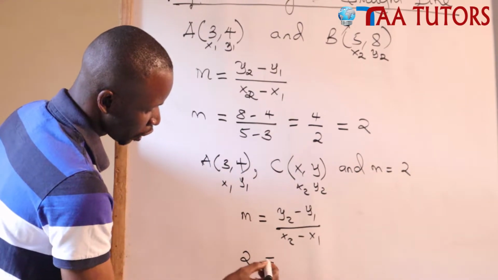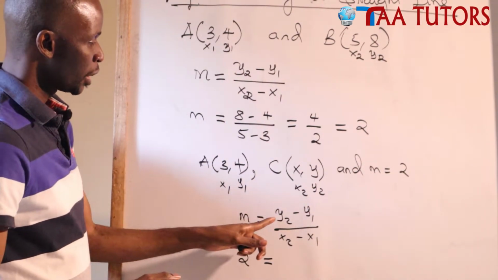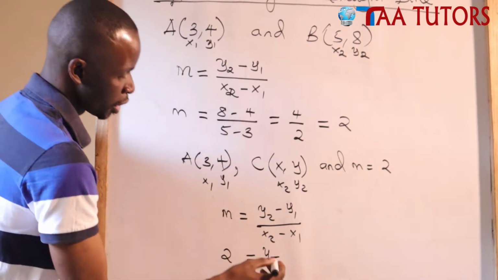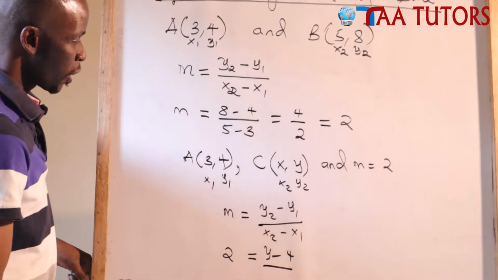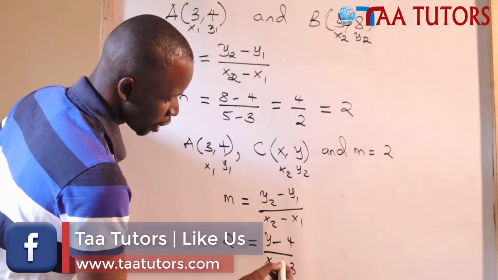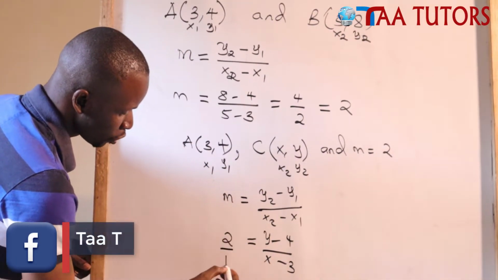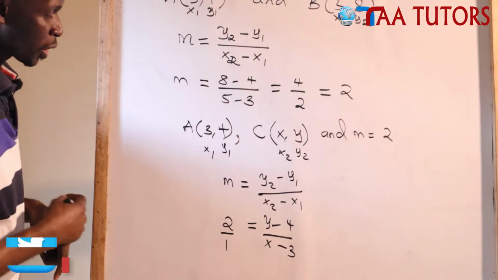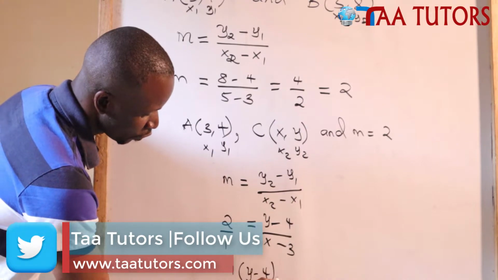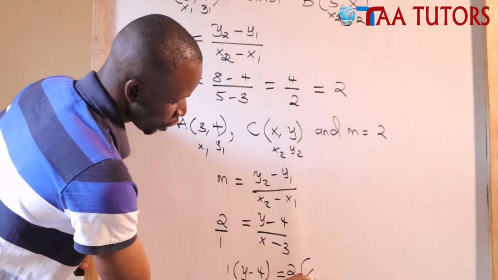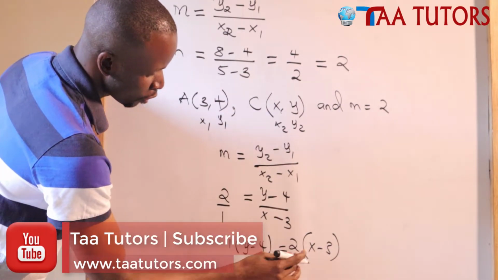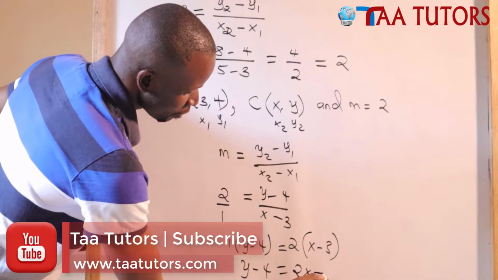So I'll say 2 equals y2, which is y, minus y1, which is 4, everything over x2, which is x, minus x1, which is 3. 2 is the same as 2 over 1 as a fraction. Then cross multiplying, 1 into y minus 4 equals 2 into x minus 3. If I open the bracket, I'll get y minus 4 equals 2x minus 6.